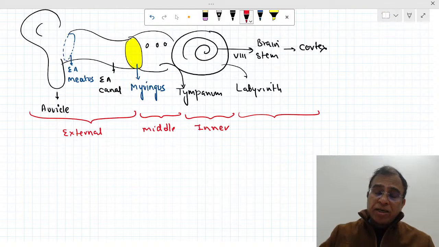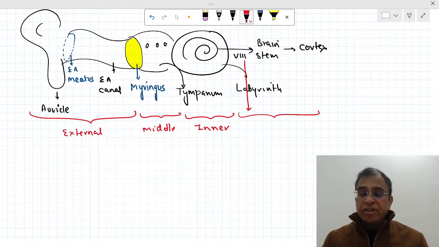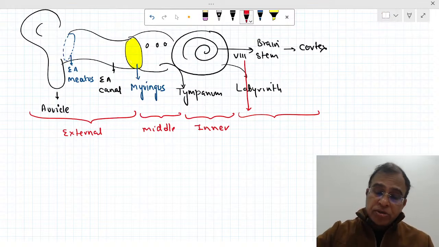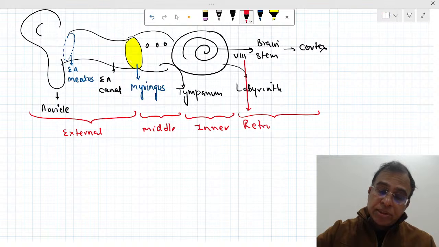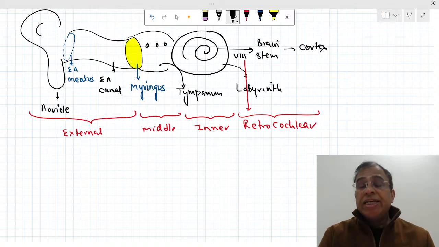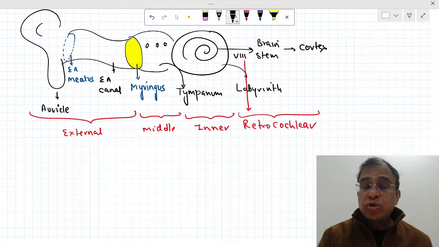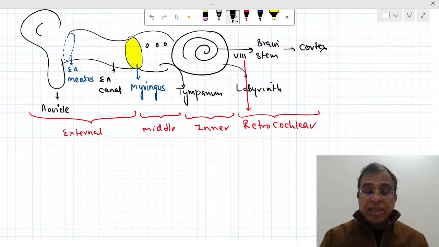So out of this part, the most important thing is the eighth nerve. Eighth nerve is very important for us, and this eighth nerve, which is after the cochlea, is also called the retrocochlear ear. This is another word that you must remember. You're going to come across this word many times as we proceed. Retrocochlear. Every time I use the word retrocochlear or you read the word retrocochlear, what should come to your mind? Eighth nerve should come to your mind every time you read the word retrocochlear.